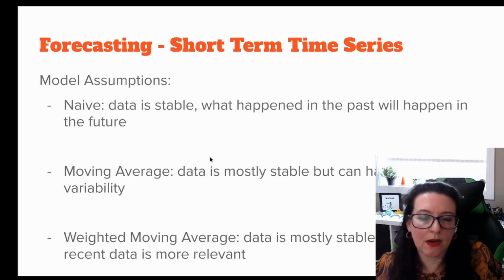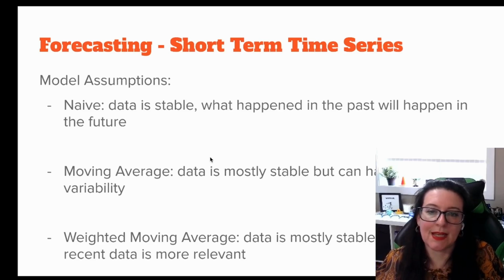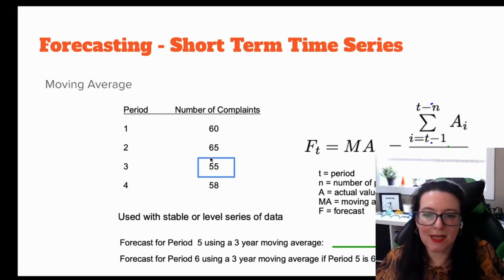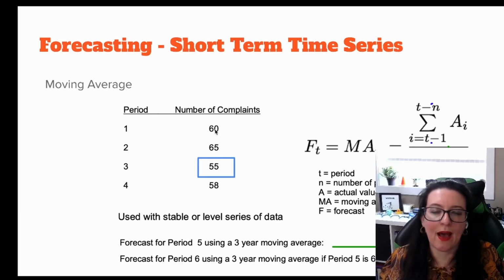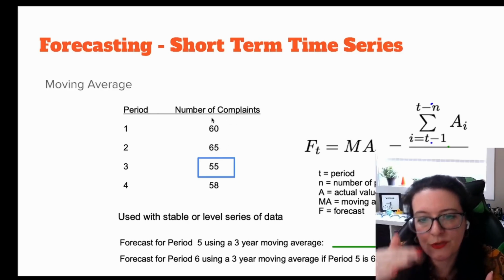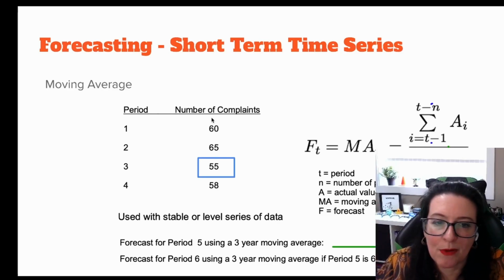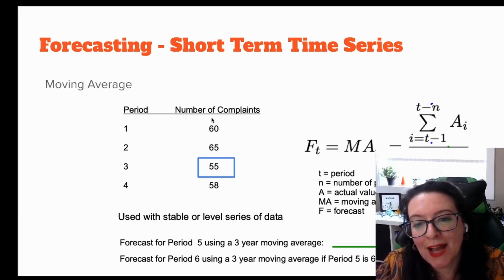the key to know here is that whenever you are deciding how to deal with missingness and choosing a method, make sure you know the assumptions of the model that you are using. So for example, a moving average assumes stable data, but with a little bit of variability. A naive model assumes very stable data. Whatever happened in the past continues on in the future. So if I look at my data set here and I say, okay, well, if I want a moving average, that's going to assume that there's a little bit of change. So how we replace this missing information, how we impute, needs to match that assumptions.